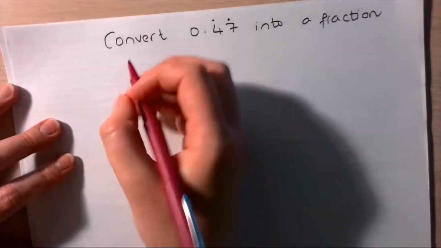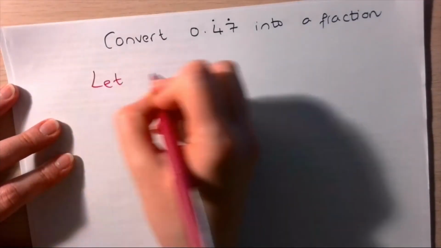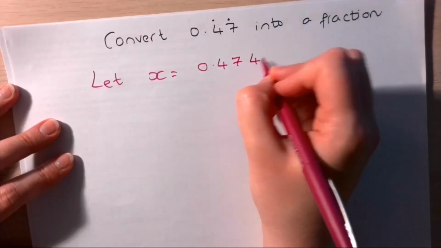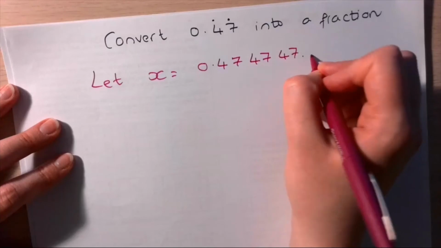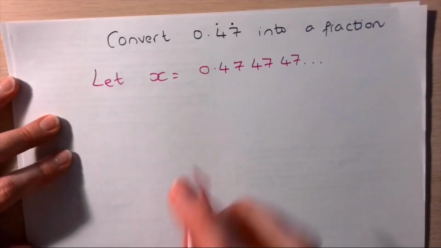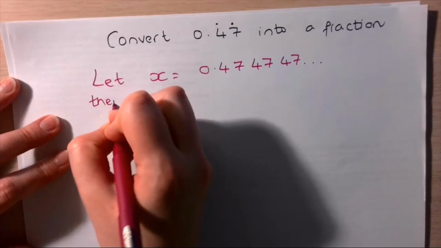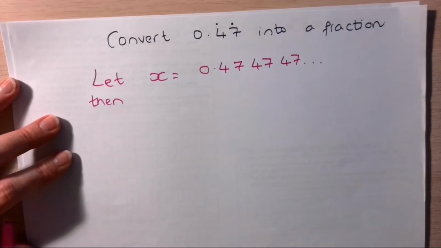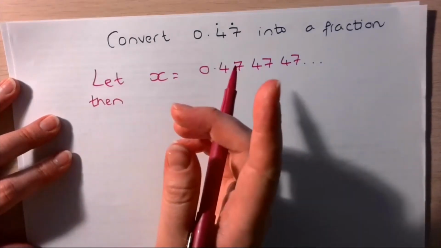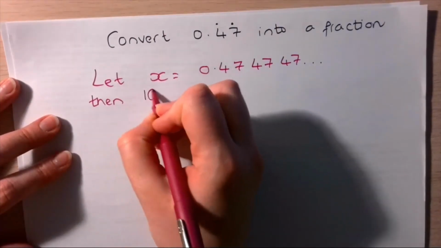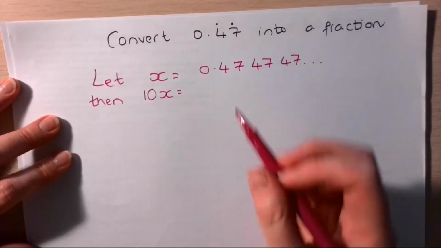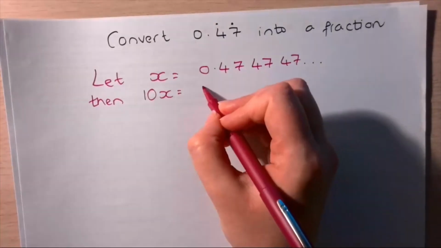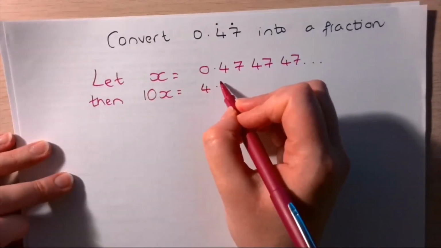So this one here, we're going to say let x equal 0.4747. I'm just going to write it out 3 times, but with some ellipses there. And then we can say then. Now this time, if I wrote 10x, well, let's see what happens actually. I'm going to write it as 10x just so you can see what happens and why, because up to now that's what we've been doing. 10x will give us 4.74747 and so on.